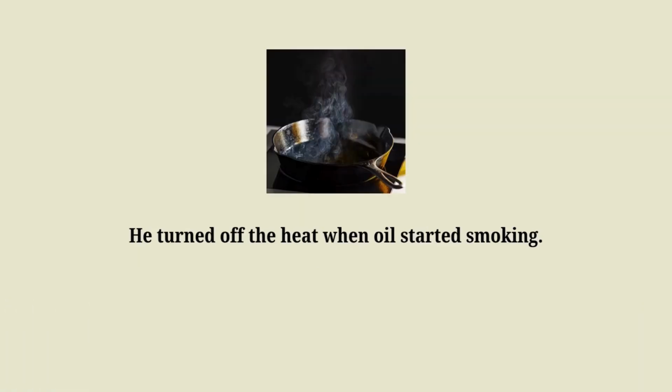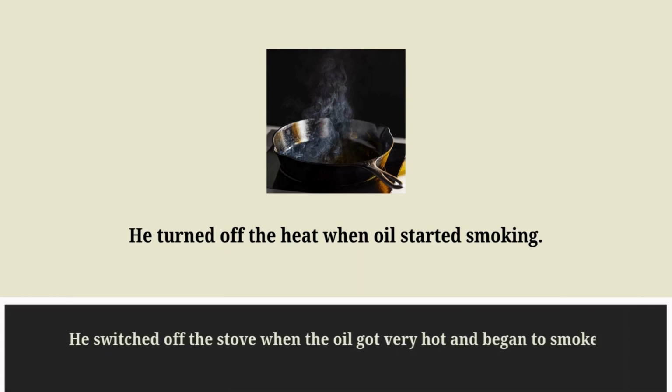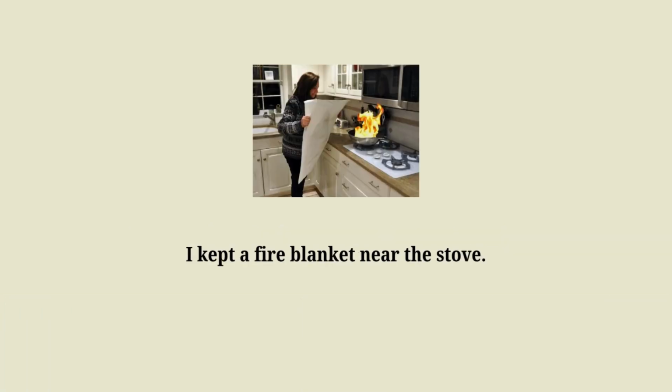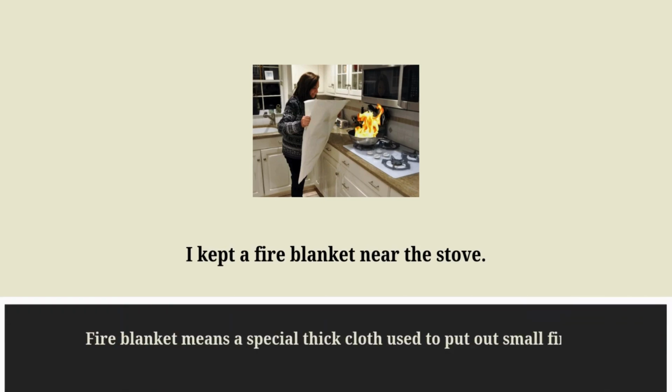He turned off the heat when oil started smoking. Means he switched off the stove when the oil got very hot and began to smoke. I kept a fire blanket near the stove. Fire blanket means a special thick cloth used to put out small fires.